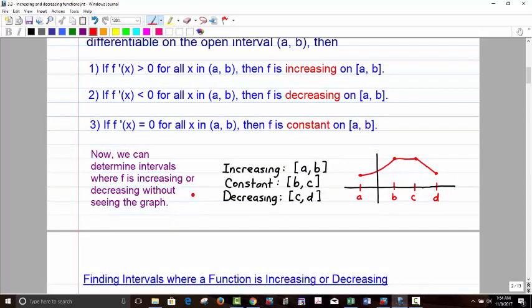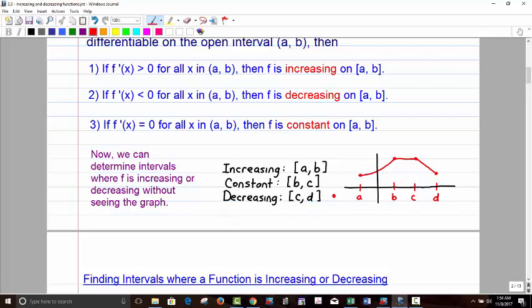Now we're going to take functions here and we'll be able to figure this out. You wouldn't even have to graph them. You'll just be able to use derivatives and calculus, and you'll never have to even see the function if you don't want to. So here's a picture I drew. Like I said, that would have needed a piecewise function to generate it. But we have increasing from a to b, constant from b to c, and then decreasing from c to d.